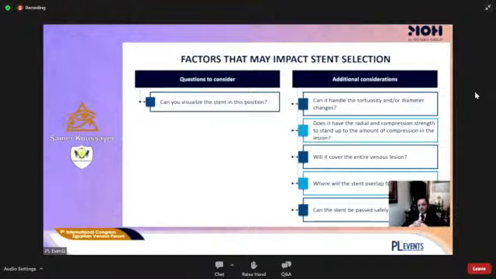Does it have the radial compression strength to stand up to the amount of compression? If you look at severe compression, we may think about stainless steel. Or does it cover the entire venous lesion, where the stent is going to be deployed or overlapped? Because overlapping is bad in venous stenting, as it causes more venous stenosis. And can the stent be passed safely to the target vessels?